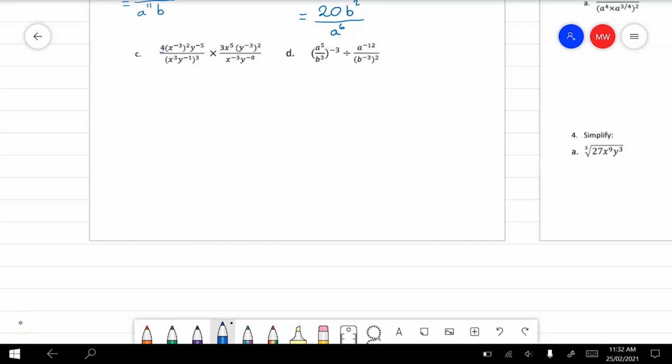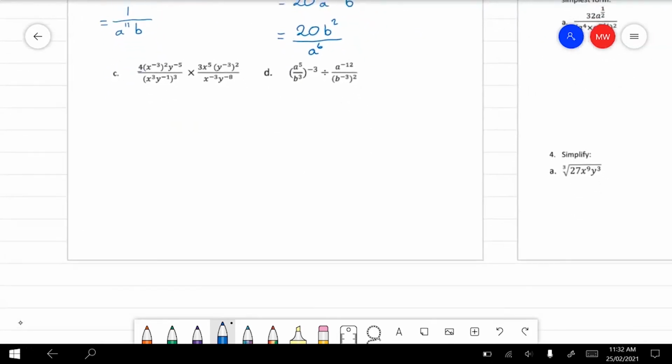There's a couple of ways to do question 1c, but this is a method that will absolutely always work. So we'll start by collecting up the numbers. I've got a 4 and a 3, so 4 times 3 is 12. And from here on in, I'm just going to work across in rows. And I'm allowed to do that in this question because it's all just multiply. So that times in the middle allows me to just work in rows. So we've got x to the minus 6, and that's minus 3 times 2. I've got y to the minus 5. I've got x to the 5 and y to the minus 6.